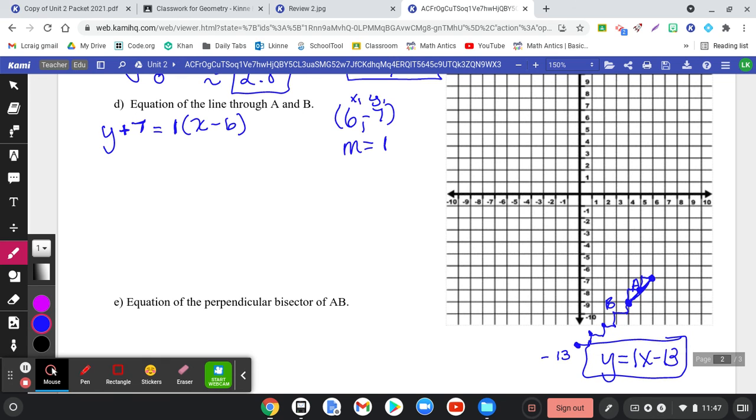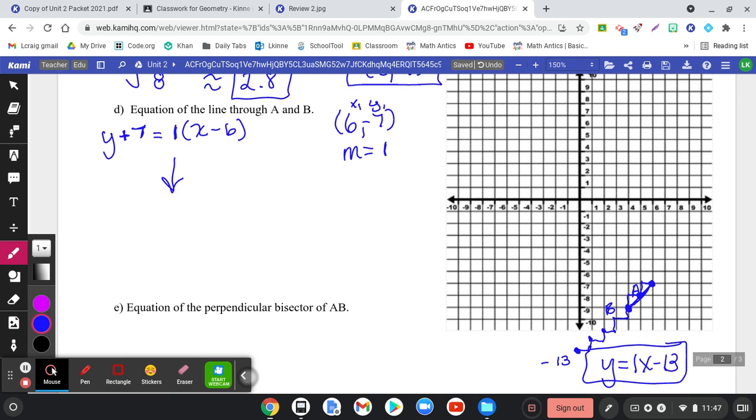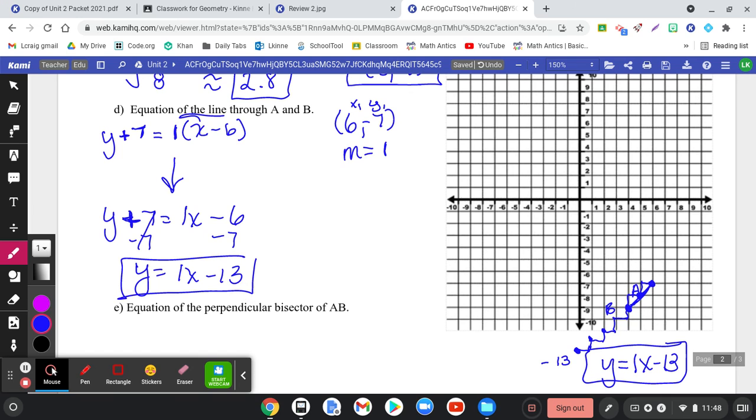You could get that same thing from here if you solved for y. So y plus 7 equals, distribute that 1 through, 1x minus 6, subtract 7 from both sides, and look what we have. Y equals 1x or just x minus 13. Either of these equations would work. This is your equation in point-slope form. This is your equation in slope-intercept form.